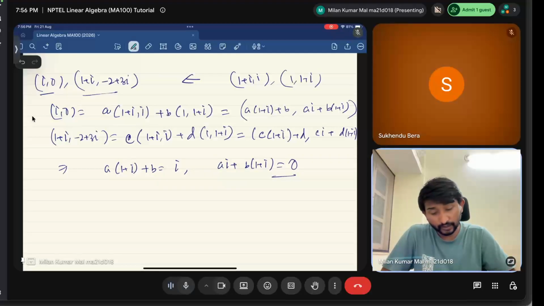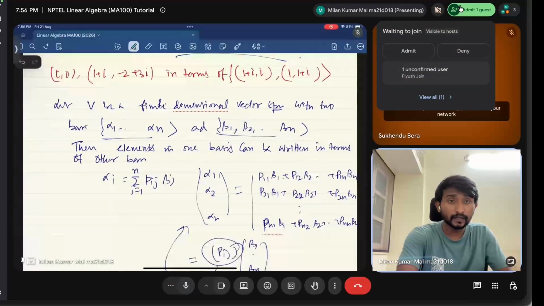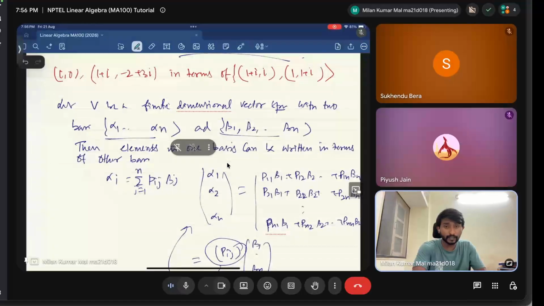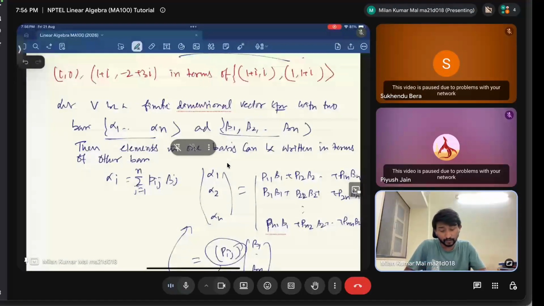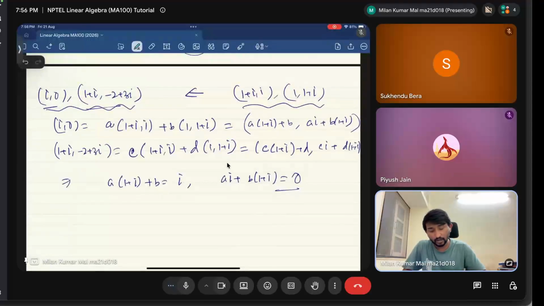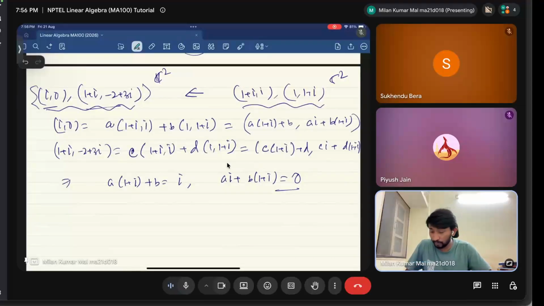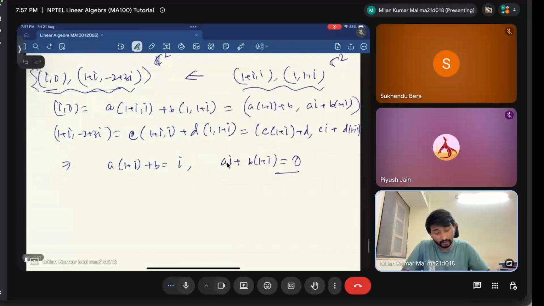Note that here a and b both can be complex numbers. Why can a and b both be complex numbers? Because we are in the complex field and we are trying to find these two elements in terms of these two. That means this is a basis of C2, and this is also a basis of C2. We are trying to find one basis in terms of the other, so the coefficients can be complex numbers. There is no problem with the coefficients being complex. But I'll come to the point of how I have to find a and b, right? That's the main point.